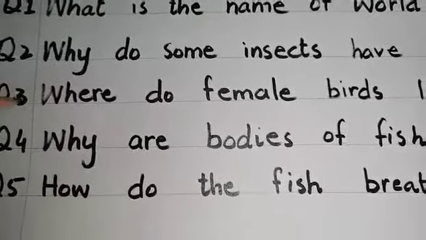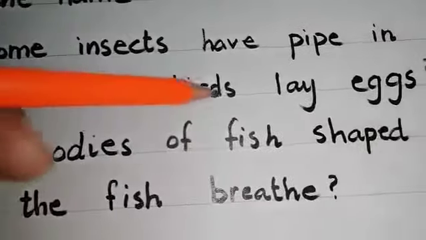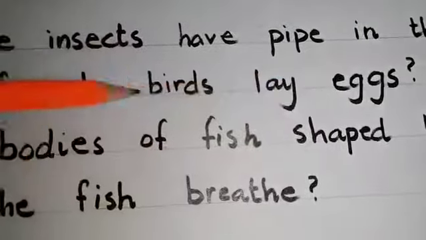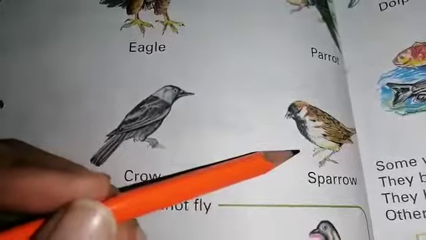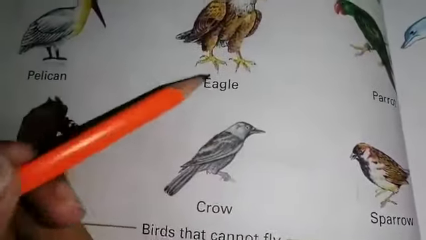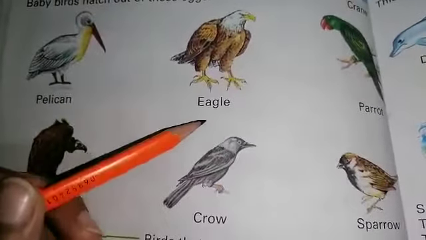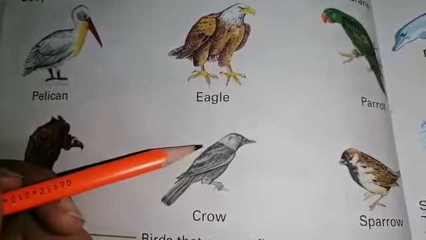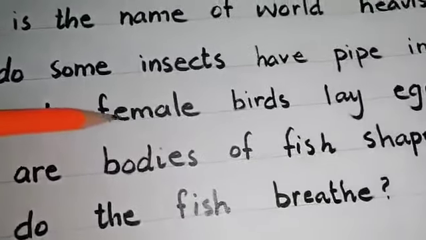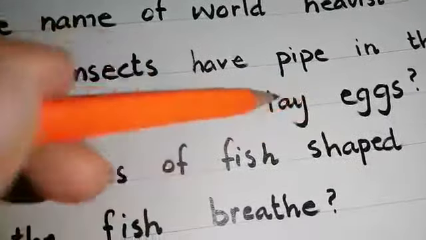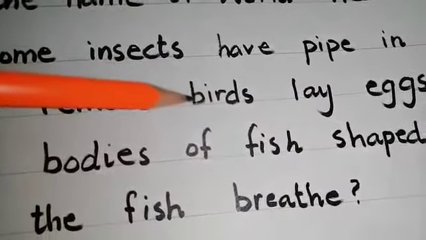Question number 3. Where do female birds lay eggs? So it is very simple. We have already discussed about it. That different female sparrow, crow, eagle, etc. lay eggs in the nest on the tree. So in the answer we can write it as, female birds lay eggs in their nests that are present on the tree.